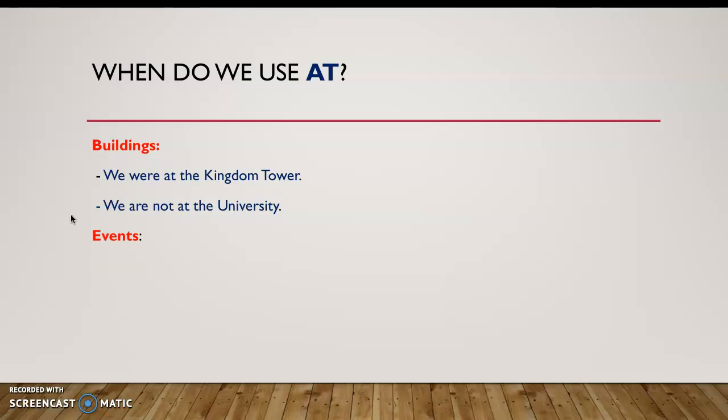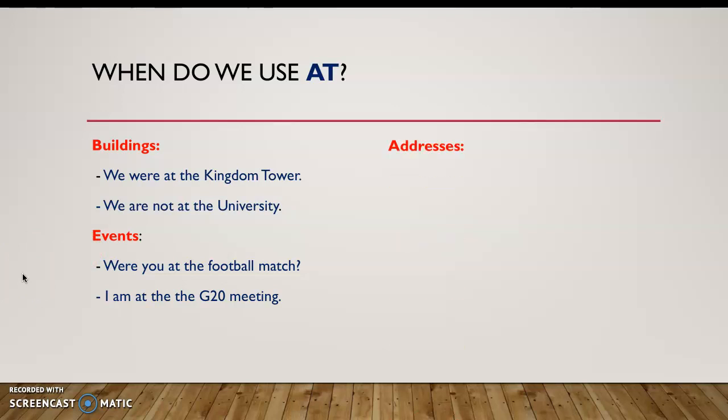We use at with events. Now, what do we mean by events? Let's look. Were you at the football match? Or I'm at the G20 meeting. Now there are two more. We use at when we talk about addresses, but we use a number of a street or a road. For example, they live at 22 Park Road. And finally, when we're talking about familiar places, and that is places that you know well.